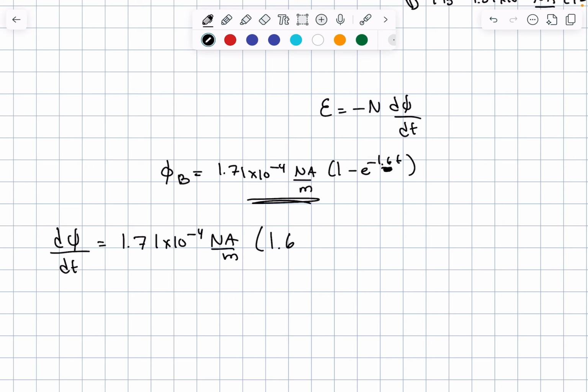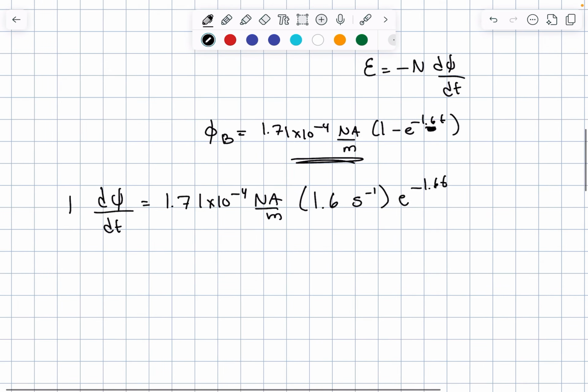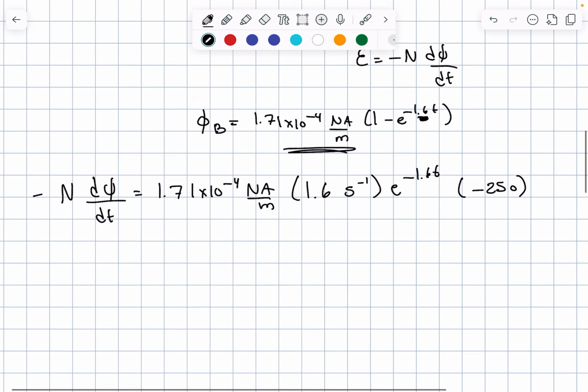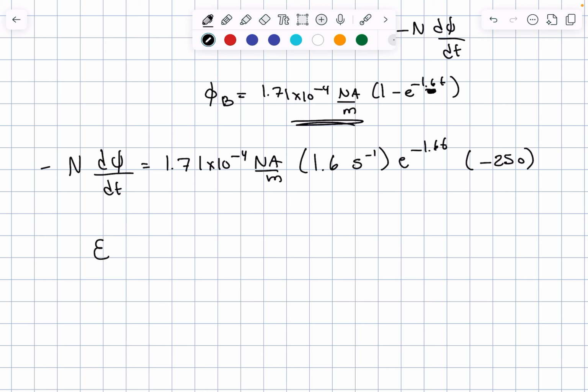I told you at the beginning that this has units of seconds to the negative 1. And then we have e to the negative 1.6t. That stays the same. All I did was take the derivative. And then we have to multiply this by negative N, so we multiply by negative 250, because that's how many turns we have. So this is E, the EMF. If I do the math, multiply this by this by this, and cancel out all of my units, I get 0.06832 volts times e to the negative 1.6t. So that's going to give me about 68.3 millivolts times e to the negative 1.6t.